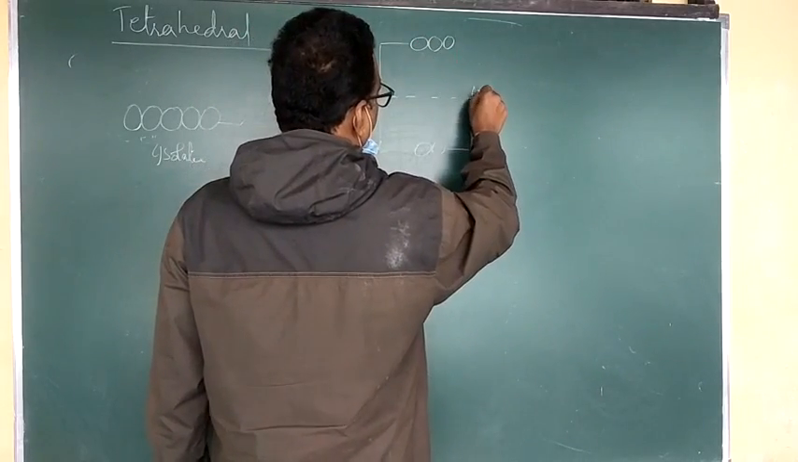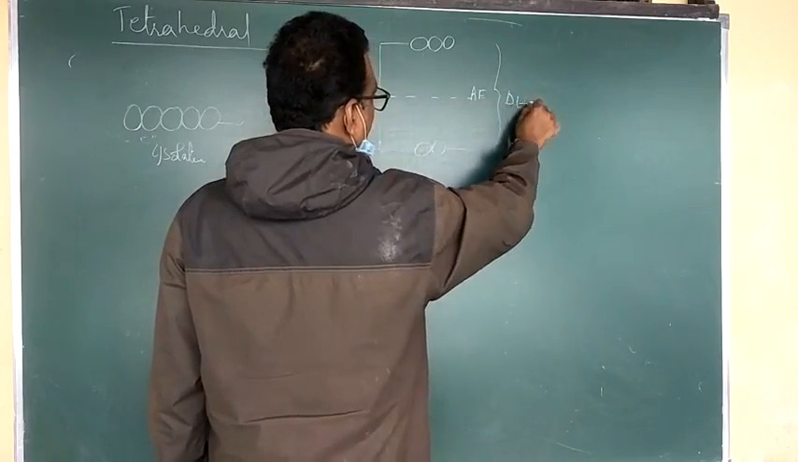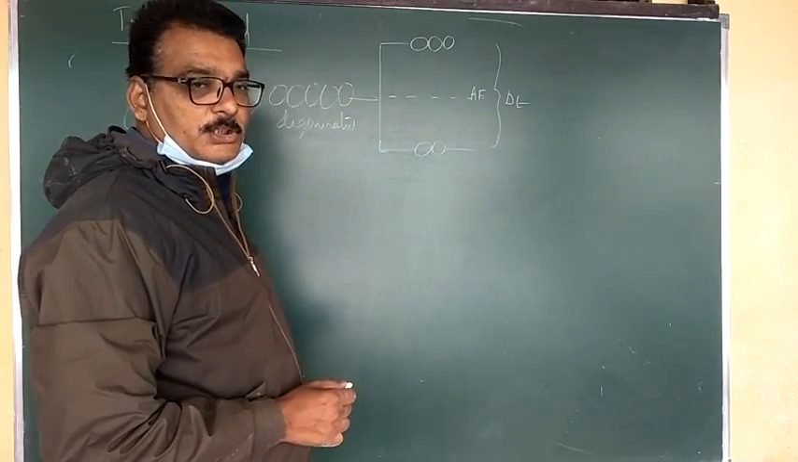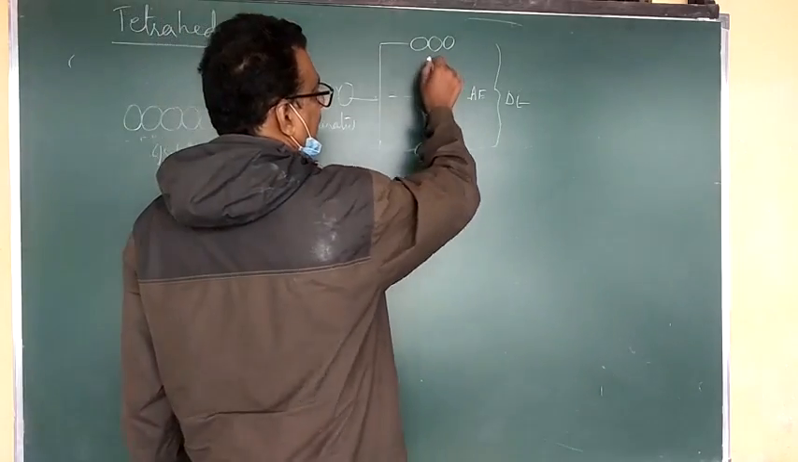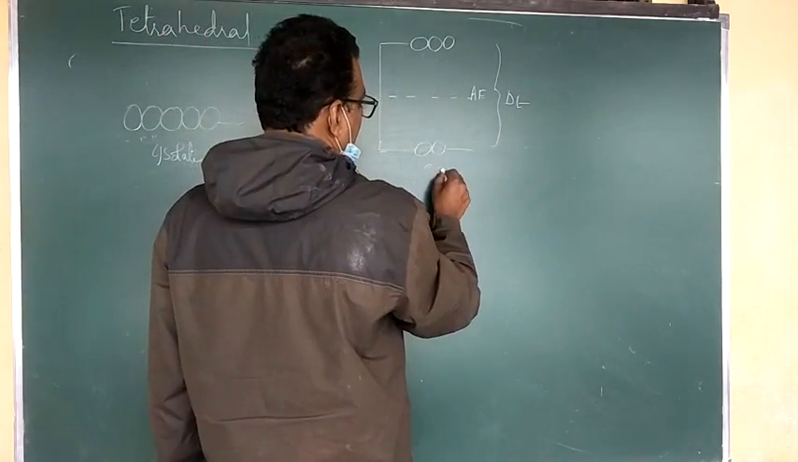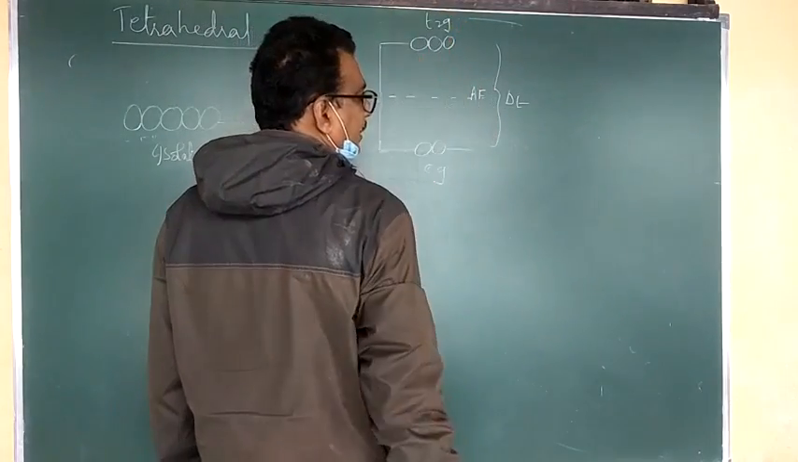This is nothing but the average energy. The difference between them is called delta T. Octahedral means delta 0, tetrahedral means delta T. This is called the crystal field splitting energy for tetrahedral complexes. This is known as Eg, this is known as T2g.